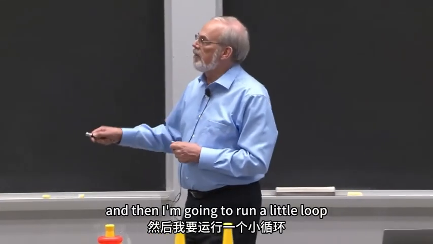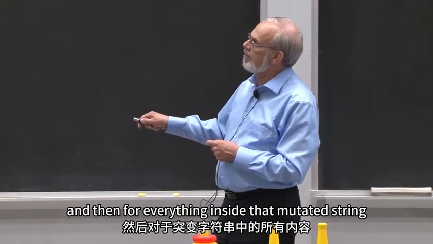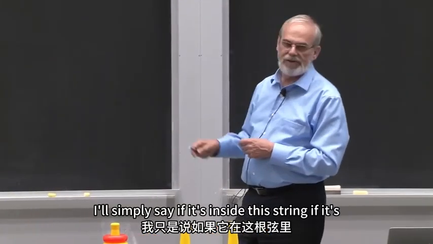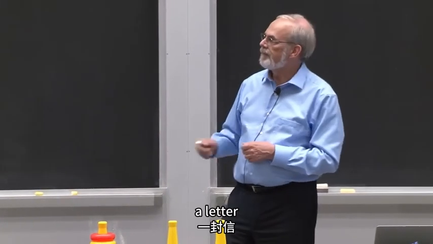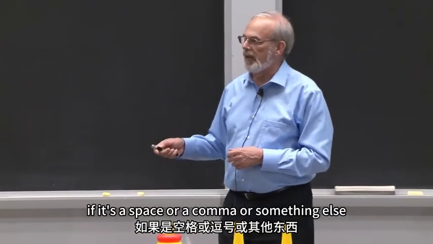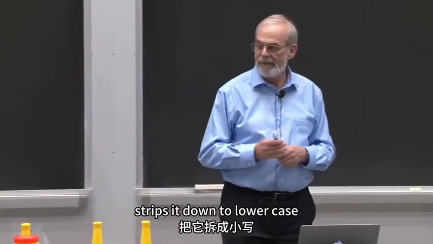And then I'm going to run a little loop. I'll set up answer, or ans, to be an empty string. And then for everything inside that mutated string, I'll simply say if it's a letter, add it into answer. If it's a space or a comma or something else, I'll ignore it. And when I'm done, just return answer. Strips it down to lowercase.